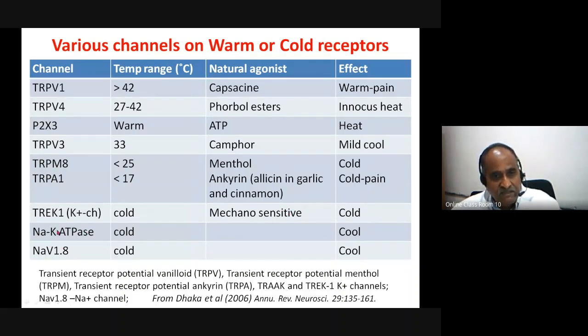Then sodium potassium ATPase. This detects a cold and a cool. The voltage gated sodium channel. This is a cold and a cool. All these things are abbreviations I had given here. And what abbreviation you have to remember: transient receptor potential, either vanilloid or menthol or ankyrin, potassium channels, or voltage gated sodium channel. So these are the various warm and cold receptors.